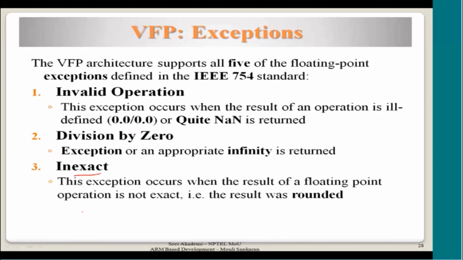Inexact: suppose you are not able to represent a value accurately, then you can round it off, because at maximum you have 23 bits of fractional part. If you exceed that limit, we can round it off and then store that in the floating point representation. Whenever you round off, you can create an exception, so that if the application developer wants to catch this kind of scenario, it can generate an exception.